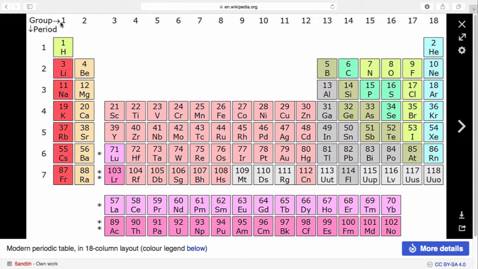But if you look at it this way, anything in group 1 has 1 valence electron, anything in group 2 has 2 valence electrons, 13, 3, 14, 4, 15, 5, 16, 6, 17, 7, and 18, 8. Okay, that is how it's set up. So just looking at the periodic table, if you can find your element, and it's one of these representative elements, which are groups 1, 2, and 13 through 18, then it's very, very easy.